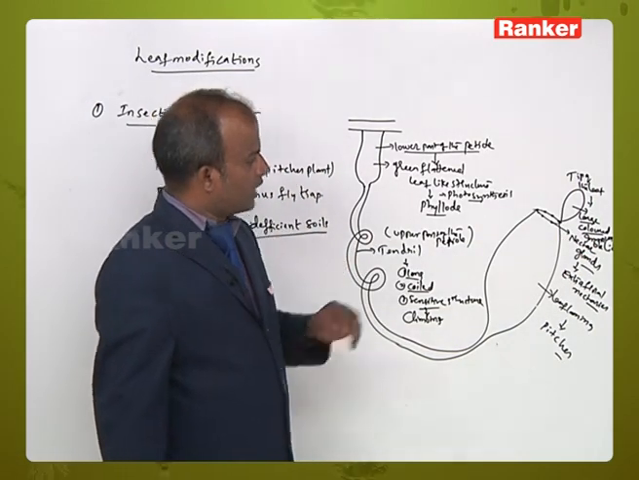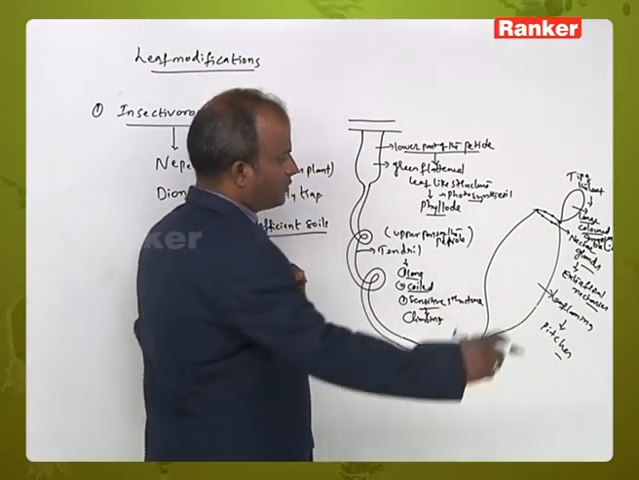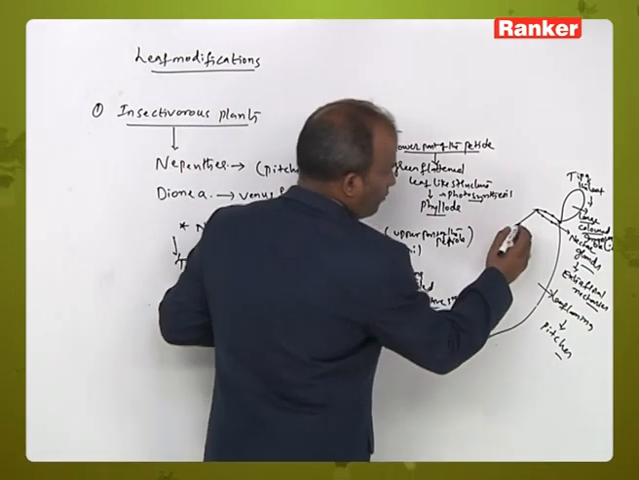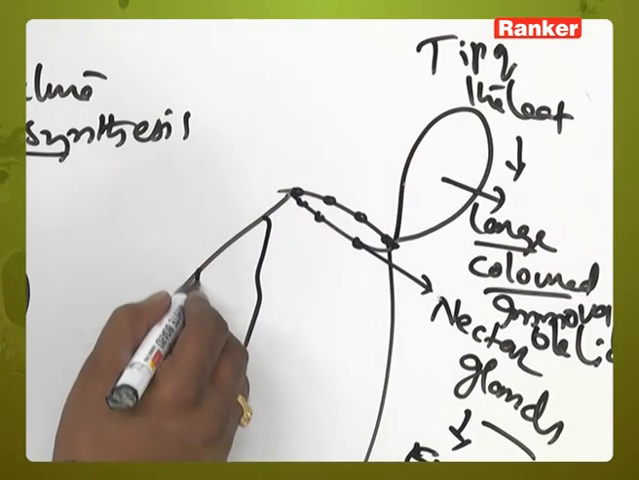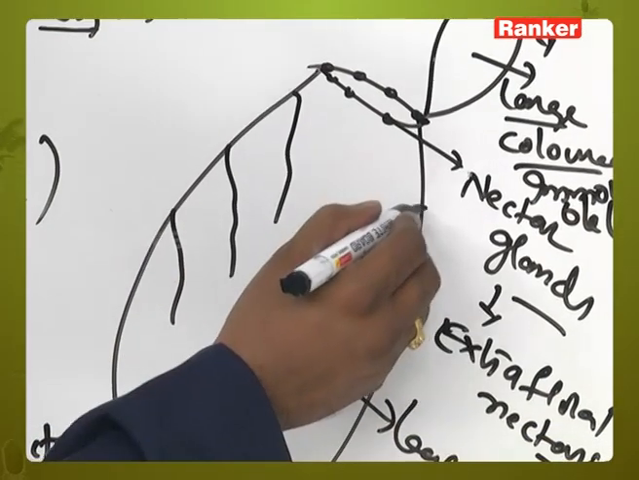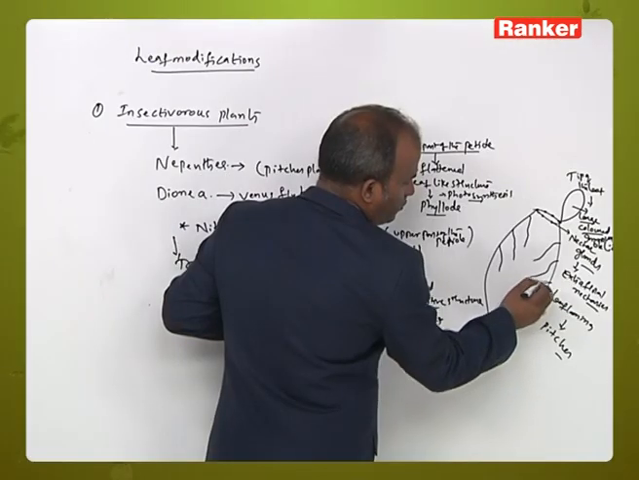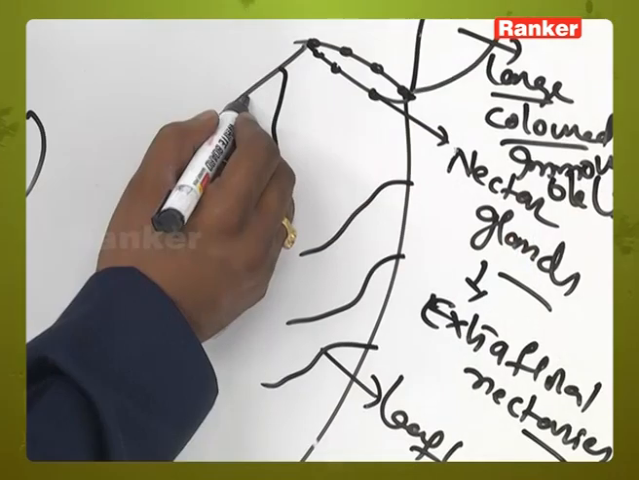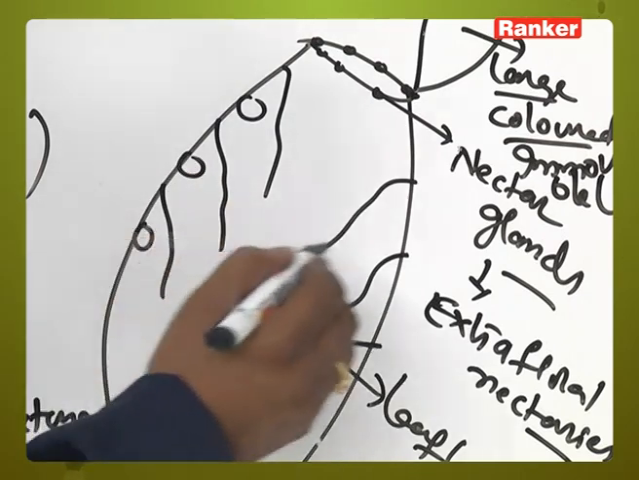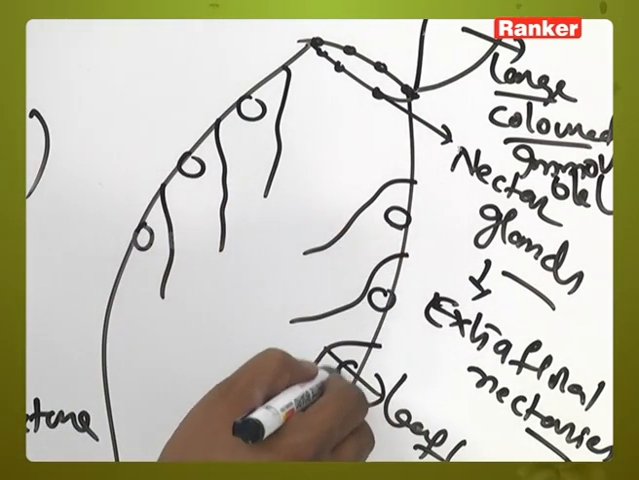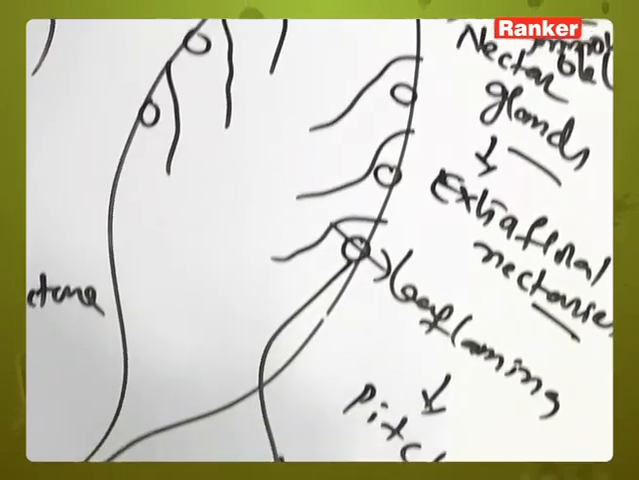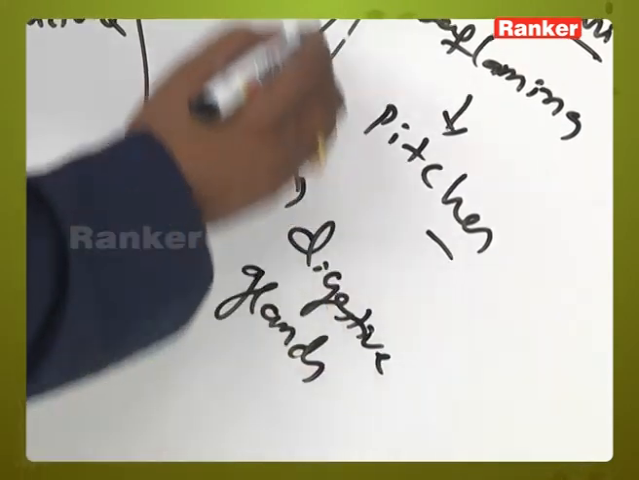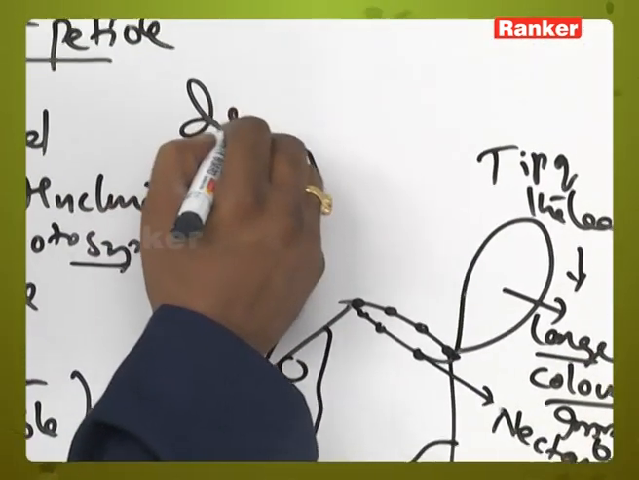Now what happens after that, I will explain later on. First we will discuss the structures present inside the pitcher. Inside the pitcher, it shows downward projecting hairs. These downward projecting hairs are also mixed with digestive glands.